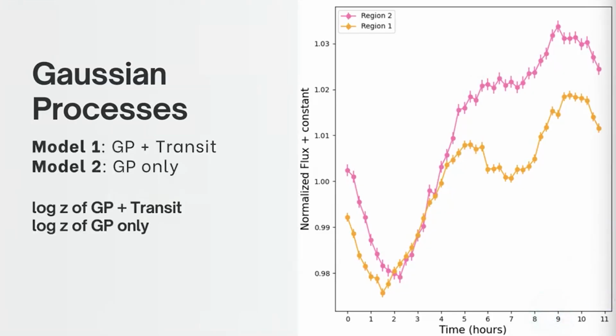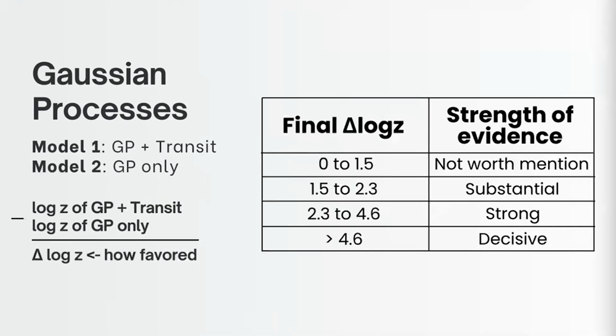And so we have our two models, and what's spit out at the end is this log z value. And you can just think of this as how confident that we are in the model. And the model with the bigger log z is going to be the model that is favored. So the difference between them is the delta log z, and that tells you how much it's favored. So it kind of corresponds to this table here.